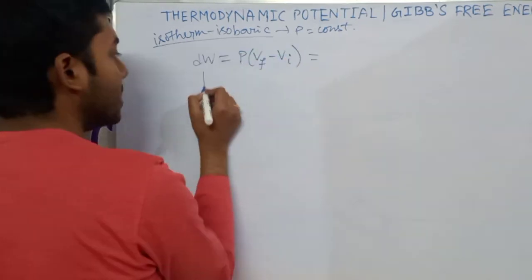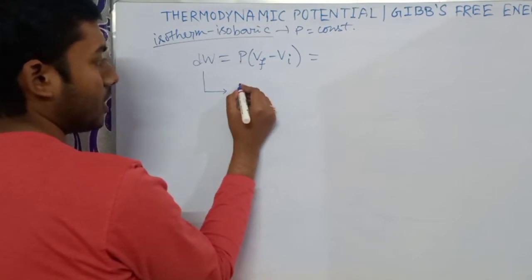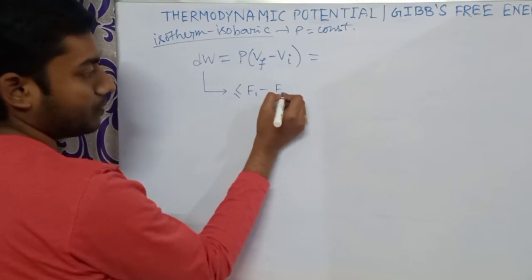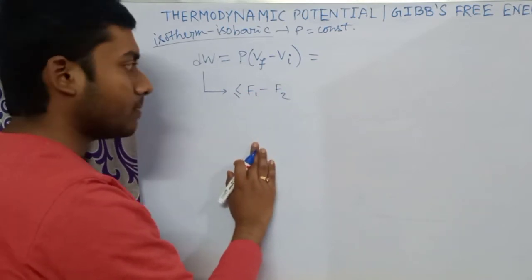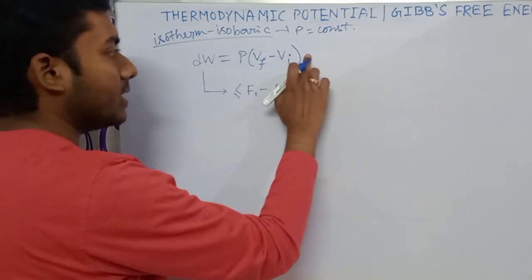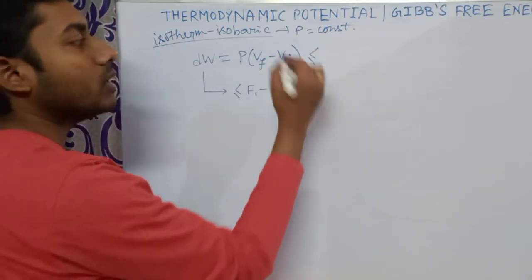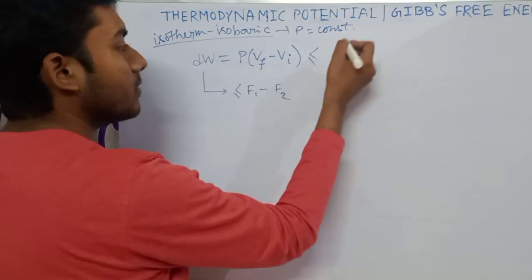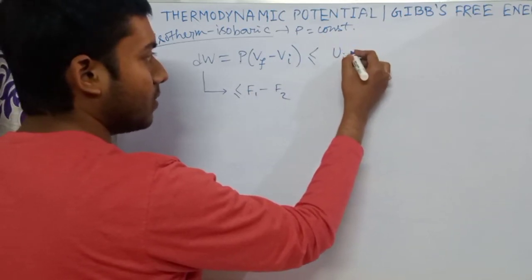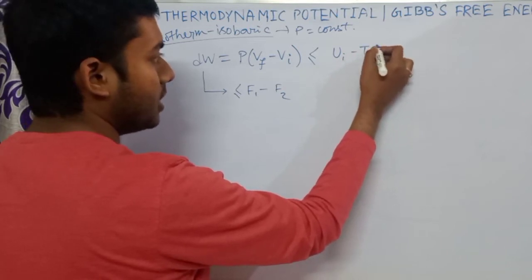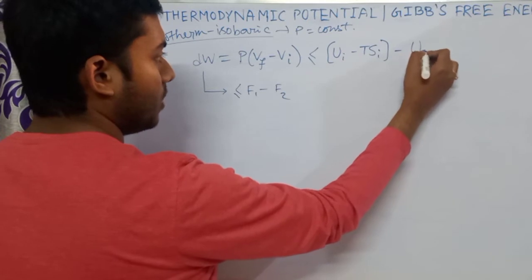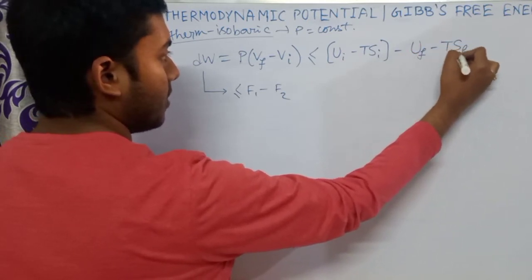Now dW is less than or equal to F1 minus F2. Right, F is what? Helmholtz free energy. Now F is what? U minus TS. So I can write this is less than or equal to F1 minus F2, means Ui minus TSi minus F2, Uf minus TSf.